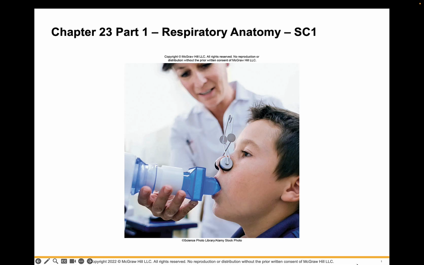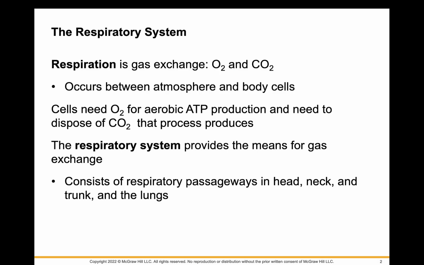Chapter 23, Respiratory Anatomy, Screencast 1. This series of screencasts will be focusing on the anatomy of the respiratory system. But before we go there, we want to talk about what are the primary functions that are associated with the respiratory system. The one that is most obvious is going to be the role of gas exchange of our respiratory gases, and those are oxygen and carbon dioxide.